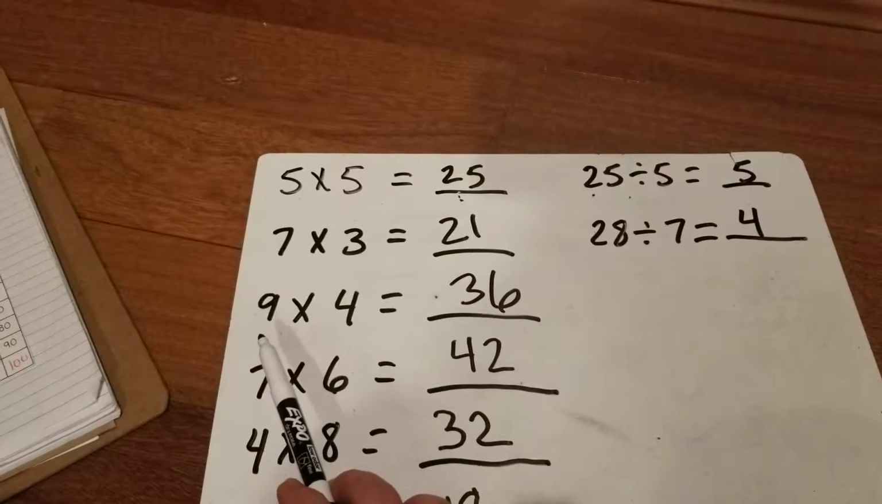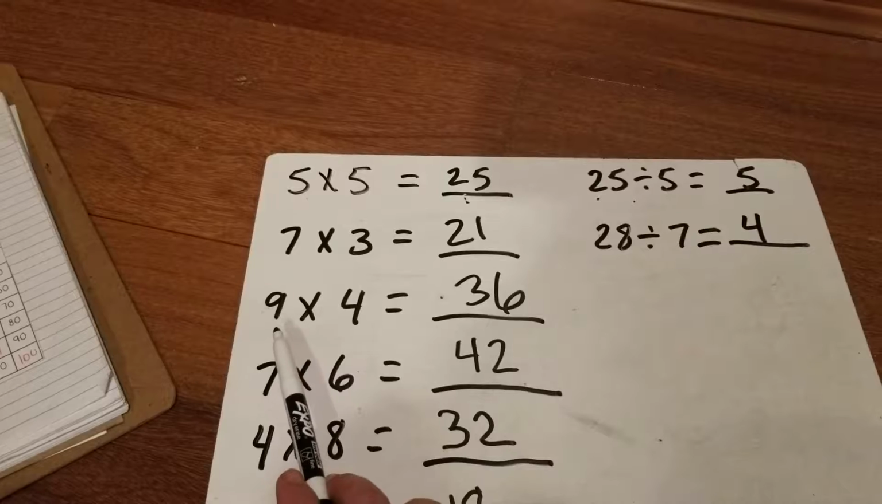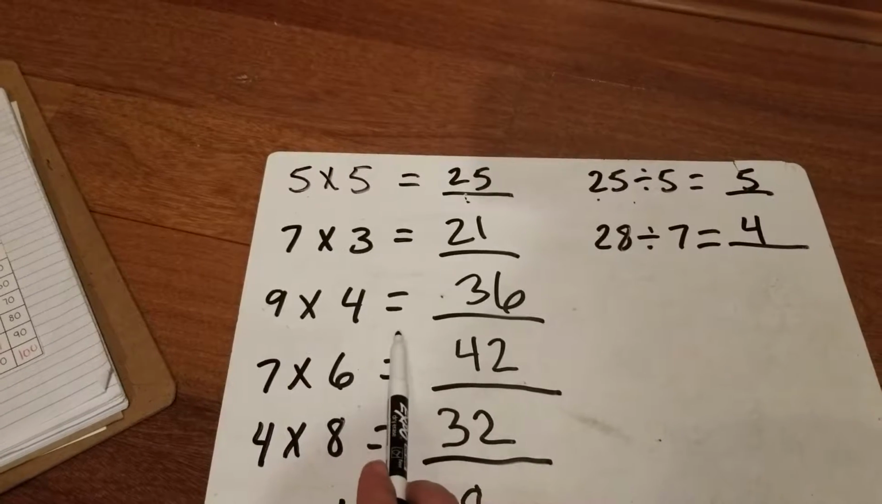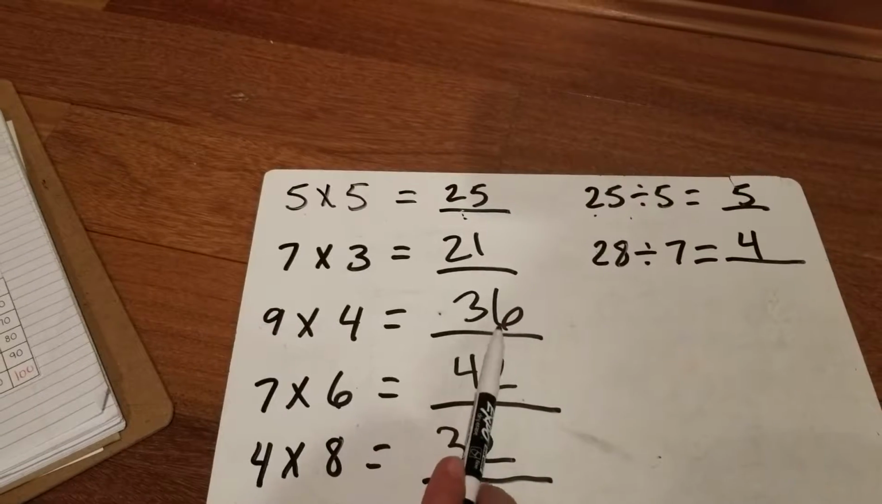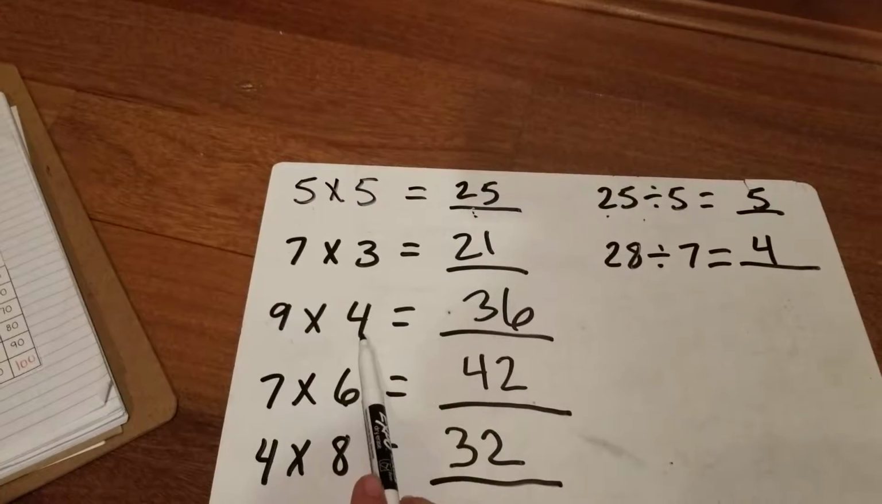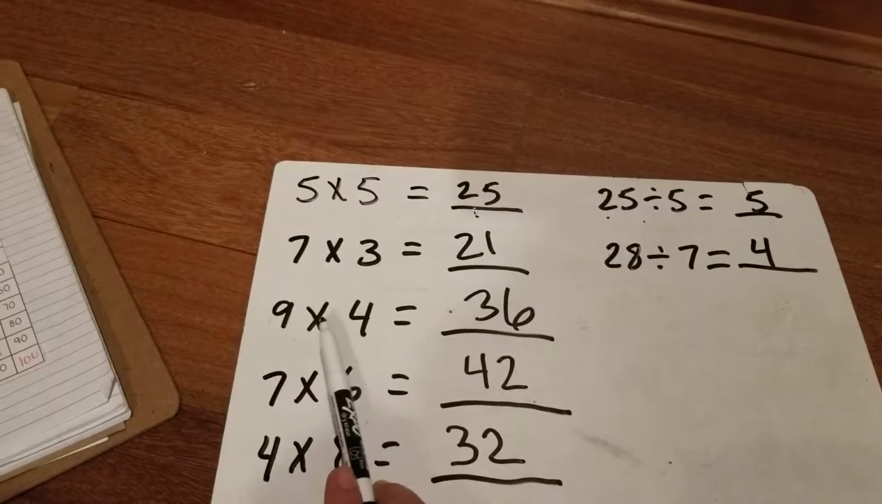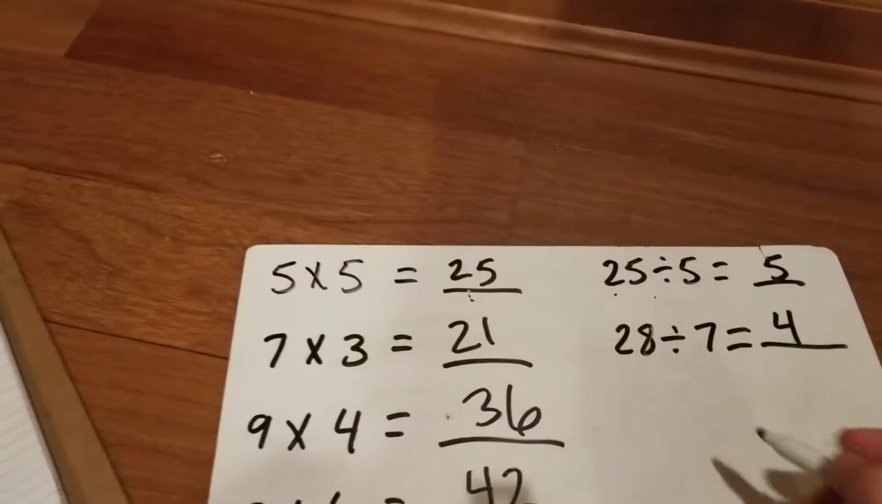Okay, so if you read this forward, read it out loud to me. 9 times 4 equals 36. Read it backwards. 36 divided by 4 equals 9. They go together.